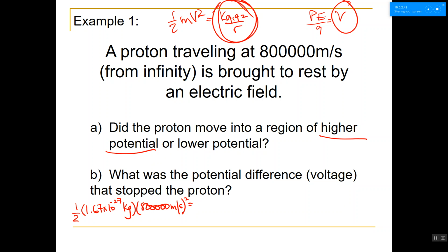Someone have a number for me for the kinetic energy? What would the units be? Joules. 16 joules. Okay, good. If that's my energy, and all that was converted to potential energy, my potential energy divided by charge is going to give me my voltage. So it's going to be 5.34 times 10 to the minus 16 joules over Q, which is 1.6 times 10 to the negative 19 coulombs.